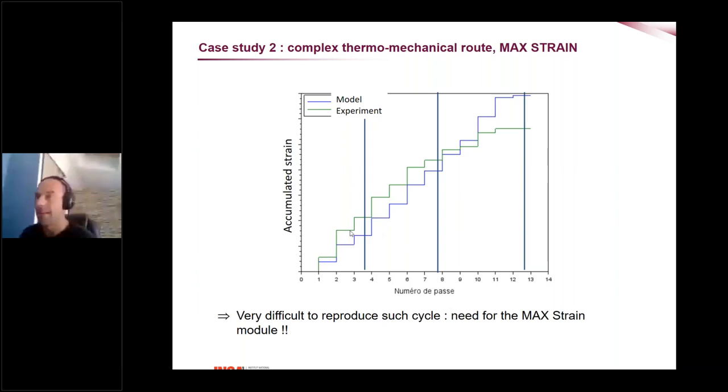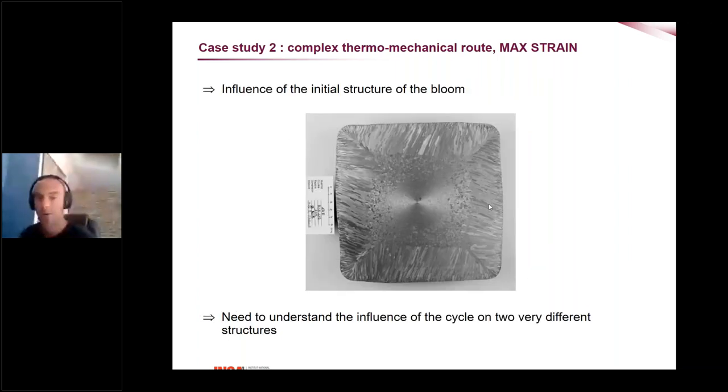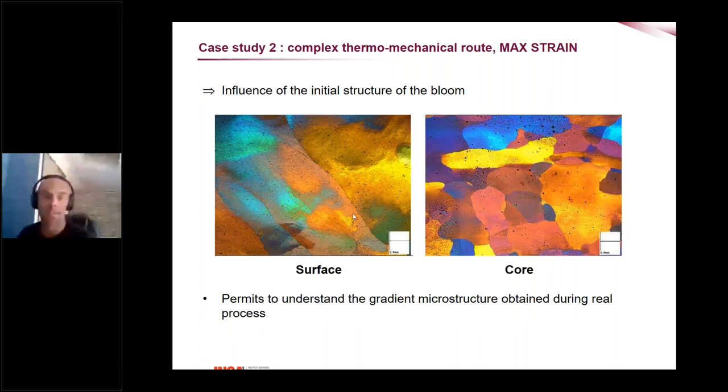So we managed to do exactly these cycles, but we did that on two types of samples, one taken in the outside layer of the bloom and one in the inside layer of the bloom. And then we looked at the influence of the initial microstructure on the final microstructure with the right thermomechanical cycle. So that's some results. This is on samples taken at the surface and one at the core. And you can see the huge influence of the initial structure of the bloom. That means now if you're doing your real process on the bloom, you will end up with very large ferritic grains on the surface and smaller grains at the core, which is not what you want for your application. So you need to get, let's say, the most homogeneous structure you can.